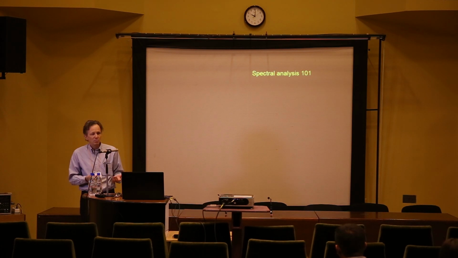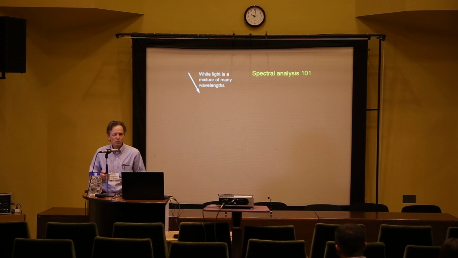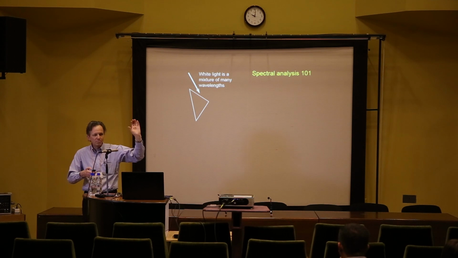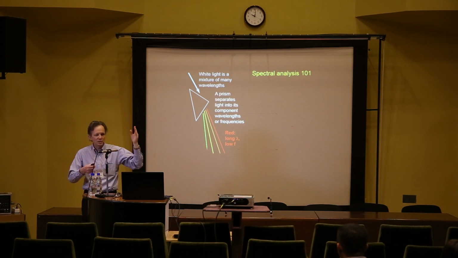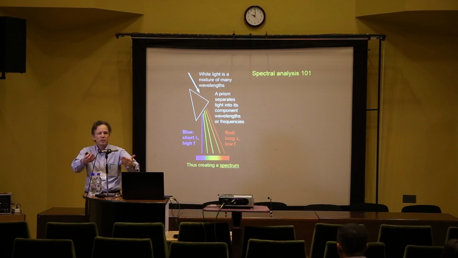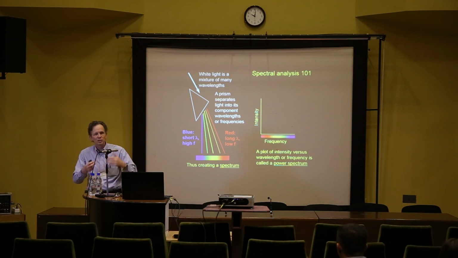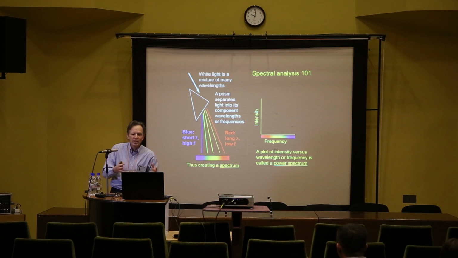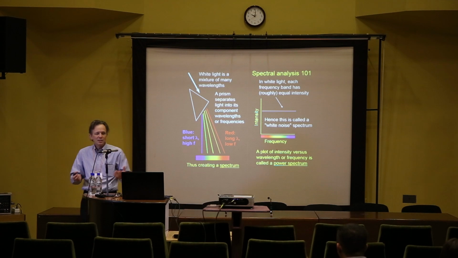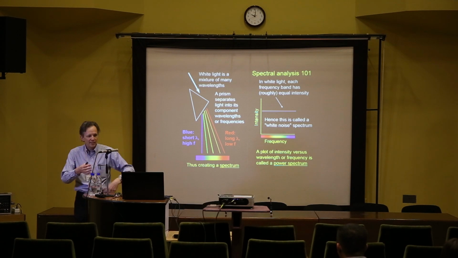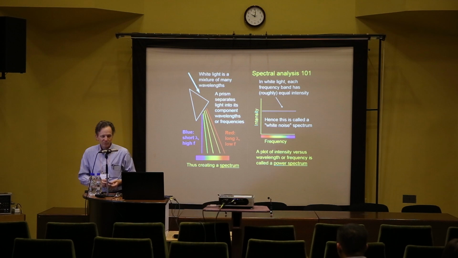Well, if we had a beam of white light coming through the window, it would contain all of the colors of the rainbow. And if we hold up a prism, we can break that light into its different component wavelengths or frequencies, and we can project that spectrum on the wall. If we measure the intensity of the light as a function of its wavelength or its frequency, we get a fingerprint that we call a power spectrum. And in the case of white light, which has roughly equal intensity at each color, we would get a flat line, which we would call a white noise spectrum.